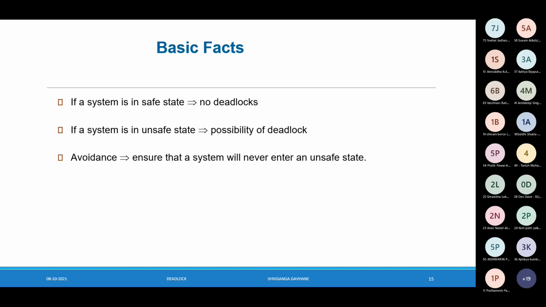Now, to learn deadlock avoidance, we need to understand the safe state. A safe state is nothing but the state of the system which ensures that there will never be a deadlock. That means a 100% guarantee that there will not be a deadlock. What this deadlock avoidance method will do is ensure that the system will never enter into the unsafe state. That means there is no possibility of deadlock. So this is the role of the deadlock avoidance algorithm.